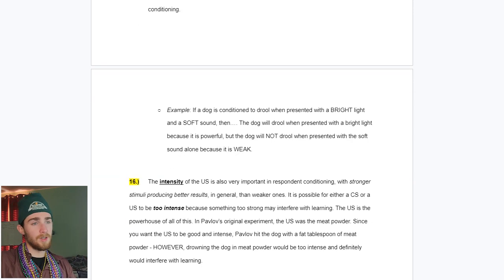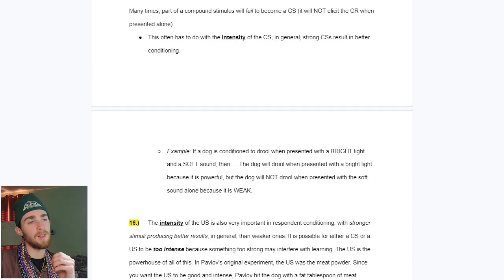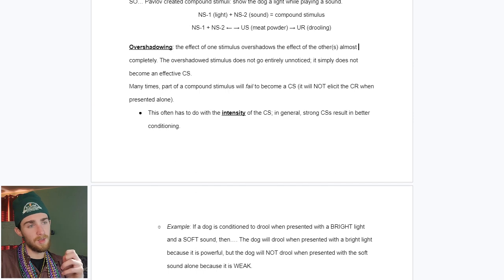A good example to illustrate this is if we have a compound stimulus of light and sound, the light may be very bright and the sound may be very soft. Now, if we pair this in close time with meat powder, then eventually the compound stimulus will elicit drooling, like the meat powder did. But if the light was really bright and the sound was really soft, then presenting the light by itself will elicit drool because the light was very intense, but the sound by itself will not elicit drool because the sound was really weak. It was soft. It was not a strong enough stimulus to become a reliable conditioned stimulus. But the bright light, now that was.